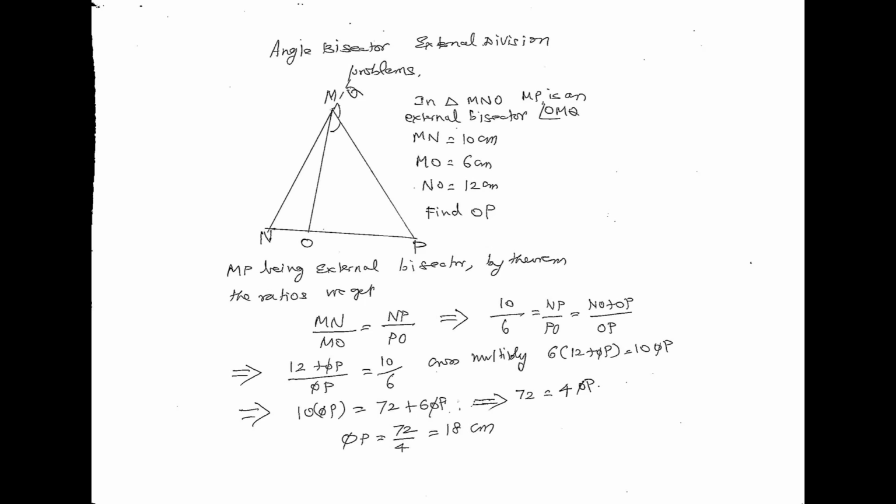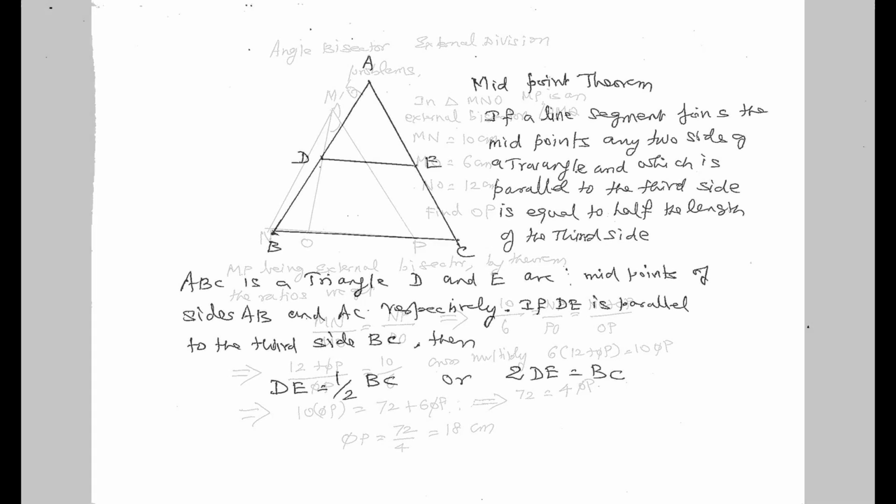NP is nothing but NO plus OP. Then 12 plus OP by OP is equal to 10 by 6. Cross multiplying, we get 72 is equal to 4 OP. Therefore, OP is equal to 18 centimeter.